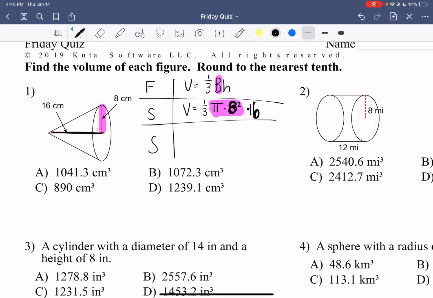And we should land at the volume equals 172.3, which lands us at answer choice B.